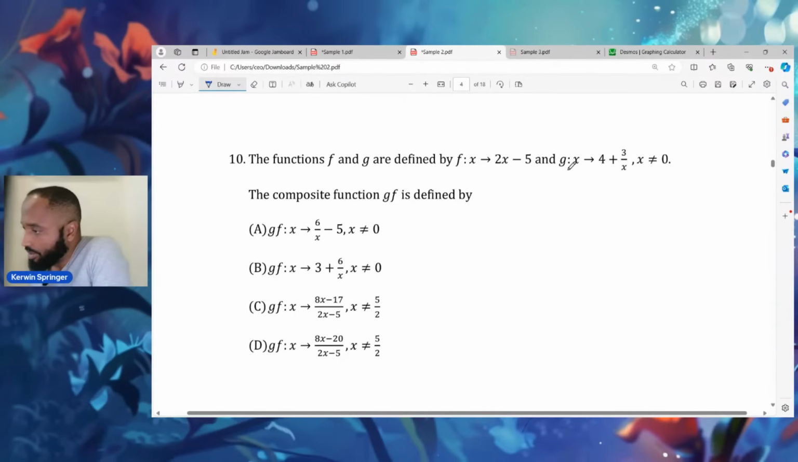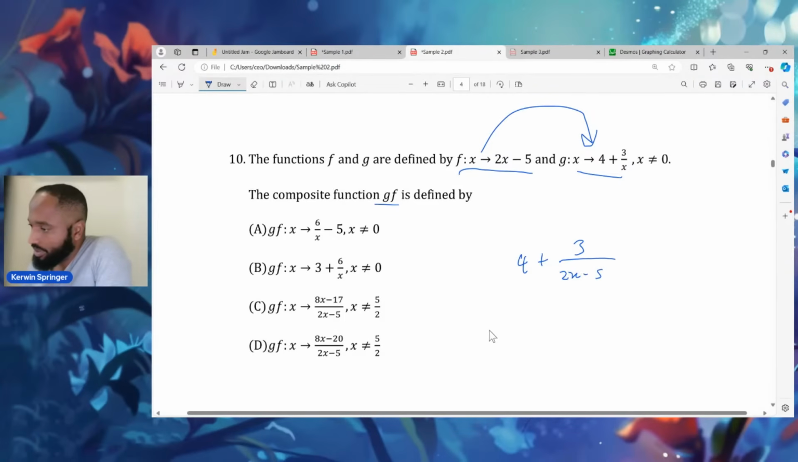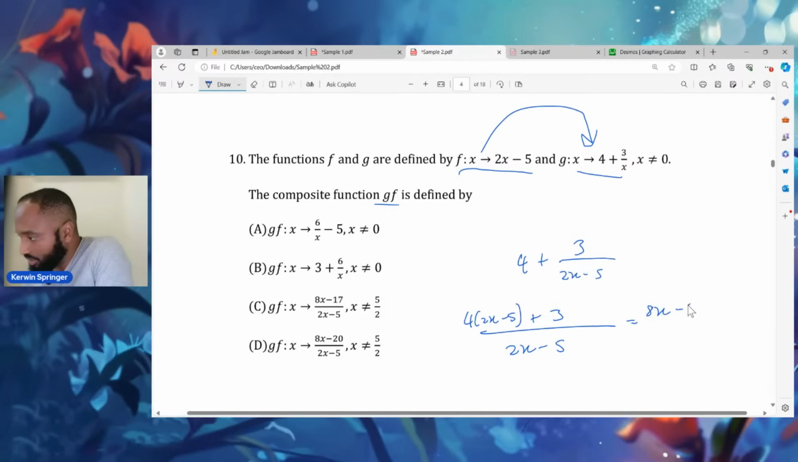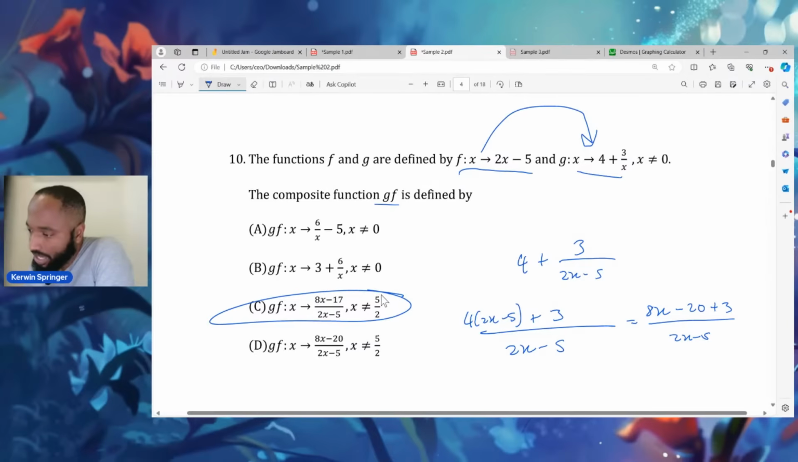Functions, blah, blah, blah. Didn't we just do something similar to this? This is f of x. No, this is g of x. g of f of x: take f of x and put it in g of x. So I'll have 4 plus 3 over 2x minus 5. Make everybody come over the 2x minus 5. So this is 4 by 2x minus 5 plus 3. So this is 8x minus 20 plus 3 over 2x minus 5. 20 plus 3 will give me that. So I'll end up with this. x cannot be equal to 5 over 2, otherwise I'll end up dividing by 0.